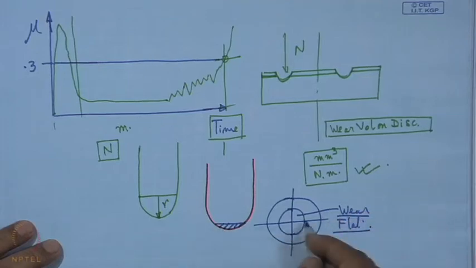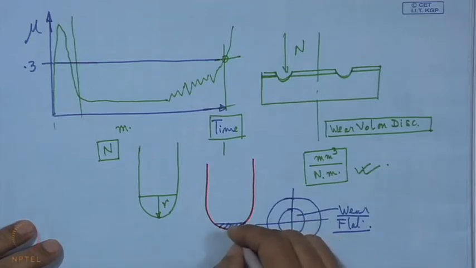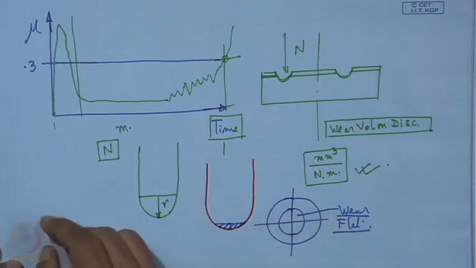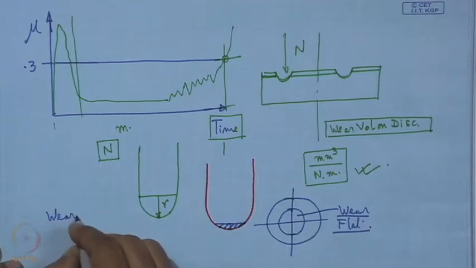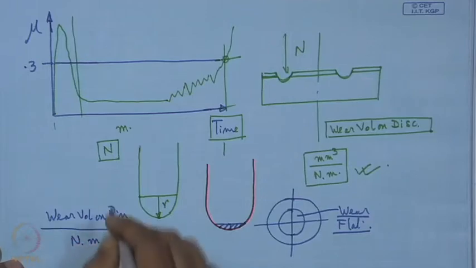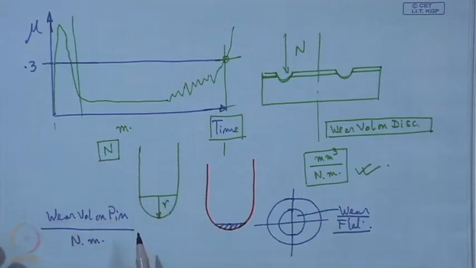So, from the width of this wear flat, its diameter, and this depth that is also calculated, the volume can also be determined. So, the wear volume on the pin, divided by this Newton meter, that means this normal load traveled a distance of so many meters.